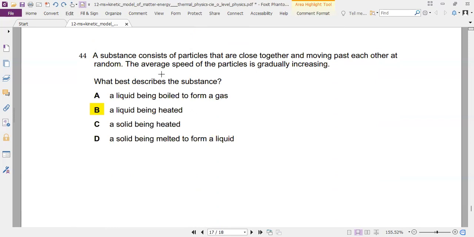So it is again, the average speed is gradually increasing. That means the liquid is being heated. And the particles close together and moving past each other, that is a characteristic of a liquid in the kinetic model.